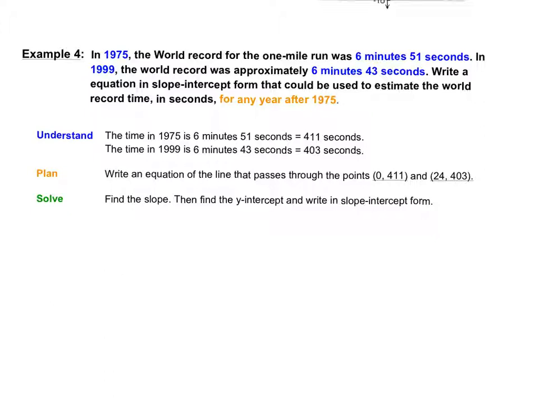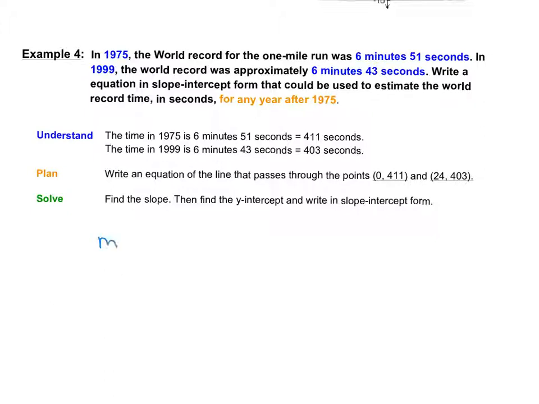You know that the points are at year 0, which was 1975. There's 411 seconds, because that is what 6 minutes 51 seconds was. And then in year 1999, that's 24 years that have happened. So at year 24, 6 minutes 43 seconds is 403 seconds. So that's where we get the 2 points from.